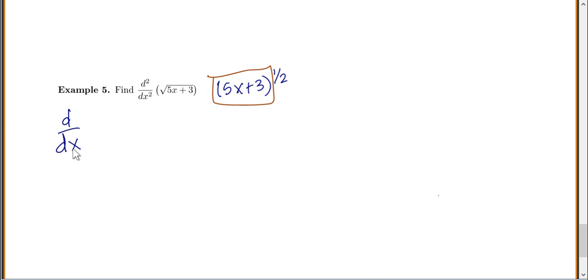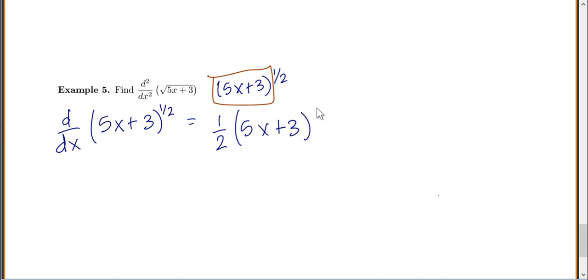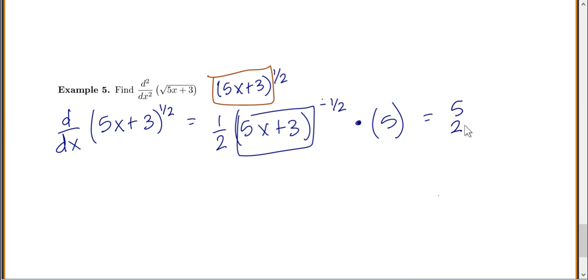So first, you write down, I want to take the derivative once. And this notation is a little bit more clunky. So to take the derivative the first time, you say, okay, bring down the power of 1/2, keep everything inside the box exactly the same. So there's my box, and drop your power by 1. So 1/2 minus 1 is negative 1/2. Times, and now you do the derivative of what's on the inside. So derivative of 5x plus 3 would be 5. Simplify this, it's going to be 5/2 times 5x plus 3 to the negative 1/2.